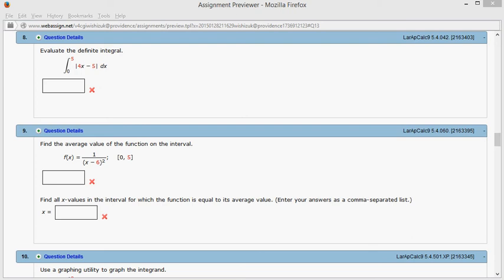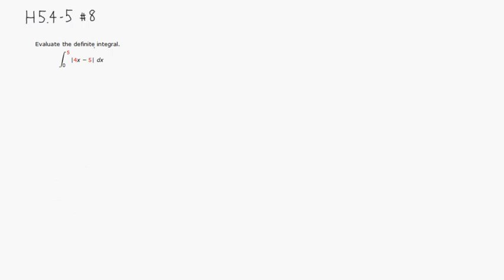Alright, let's look at homework 5.4, 5.5, problem number 8. We want to evaluate this definite integral involving absolute value. Remember that the absolute value function is really a piecewise defined function.